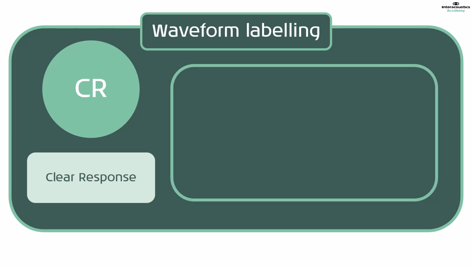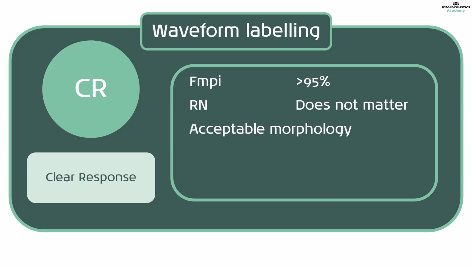A clear response label should be applied when there is an FMPI value of greater than 95%. If this FMPI value has been achieved, the residual noise value is inconsequential. There should be a reasonably acceptable morphology present in the waveform, and anything unusual should be explored further and taken into account. It is possible to compare the A and B buffers to look for confirmation of repeatable morphology.